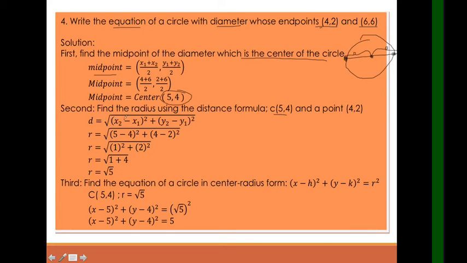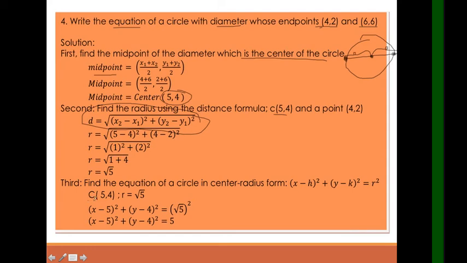So d equals square root of (x sub 2 minus x sub 1) squared plus (y sub 2 minus y sub 1) squared. This is the distance formula, no? If you still remember in our previous video. So we just substitute the given to the formula. It's up to you which is your x sub 1 and which is your x sub 2. So 5 minus 4 squared plus 4 minus 2 squared. So 5 for the x sub 2, and 4 for the x sub 1, 4 for the y sub 2, and 2 for the y sub 1. So we have 5 minus 4 is 1, and 4 minus 2 is 2. Get this squared, so we have 1 plus 4, square root of 5.